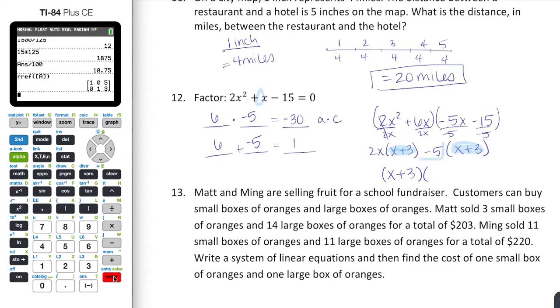And then you're going to turn this and that into a set of parentheses. So 2x minus 5. And that is your final answer. That is our answer in factored form.